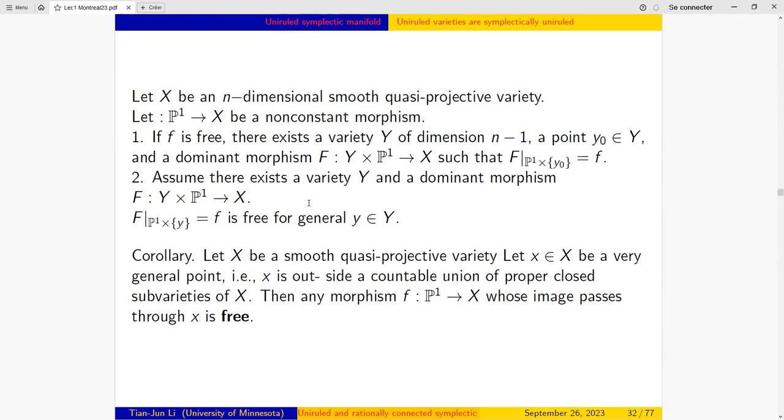For instance, proving birational equivalence of uniruledness in symplectic geometry really takes quite a bit of effort. But in algebraic geometry, you see from here already that uniruledness is a birational invariant, as long as there is an open set covered by rational curves.